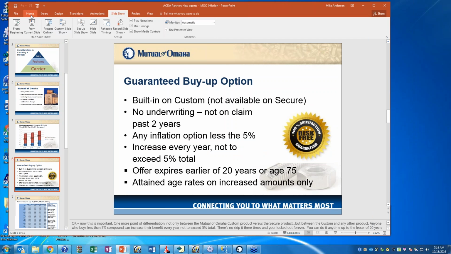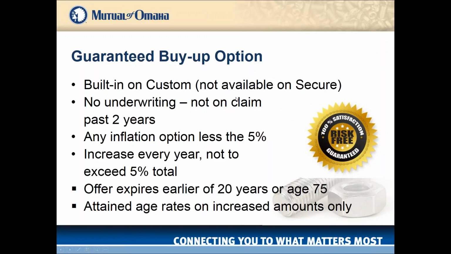All right, so we're going to skip back real quick. Guaranteed buy-up option. This is the first of the two hard stops that I talked about at the beginning of the presentation. It is a built-in feature on the custom. It doesn't require any underwriting to execute it. It's available on any inflation option less than 5%. And your clients, in a nutshell, have the option every year to increase their inflation, but they can't exceed the 5% total. Now, the hard stops on this one: that offer expires at the earlier, as you can see, of ownership of the policy for 20 years or when they reach the age of 75.